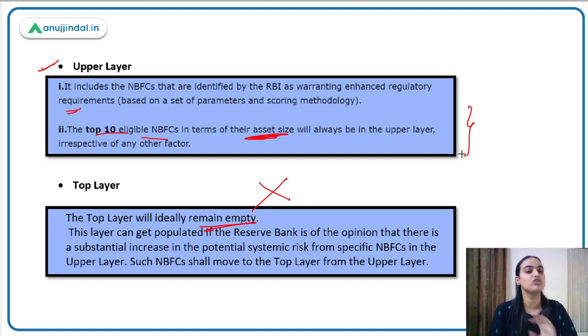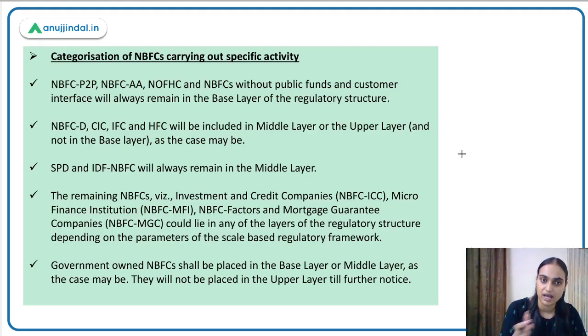So as of now top layer is empty, but if these NBFCs which are there in upper level pose a lot of systemic risk, then they will be moved from the upper layer to the topmost layer. I hope this classification is clear, that what NBFCs will be there in the topmost layer, in the upper layer, in the middle layer and in the base layer. Moving ahead to the next thing.